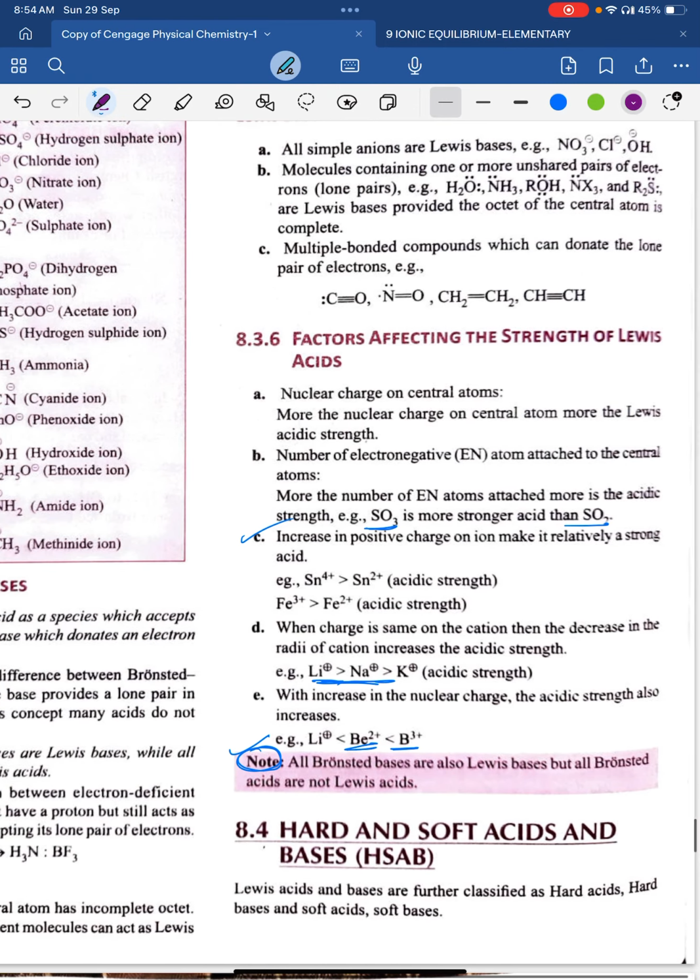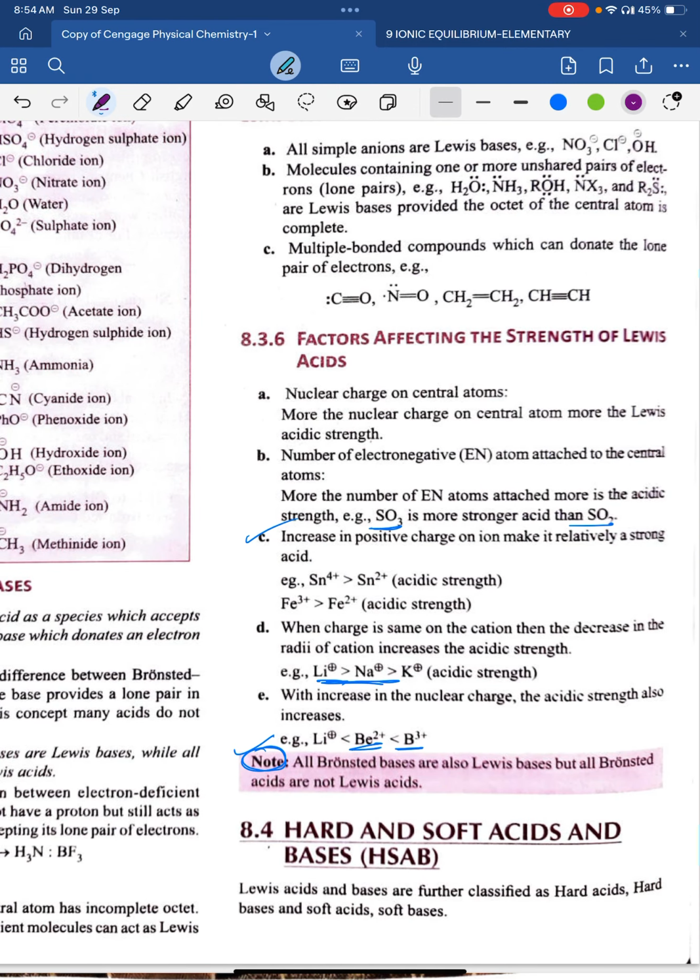You can see here a more electronegative atom attached to the central atom. Oxygen is a more electronegative atom attached to sulfur, with more atoms: here 3 atoms, here 2 atoms. It is more electron deficient, so obviously a strong acid. And Sn plus 4 or plus 2: it is more electron deficient as well as having more Z effect. More positive character means more accepting character. Lewis acid means electron acceptor, so it is a strong acid. Similarly here, plus 3 is the more positive character, so obviously a strong acid.